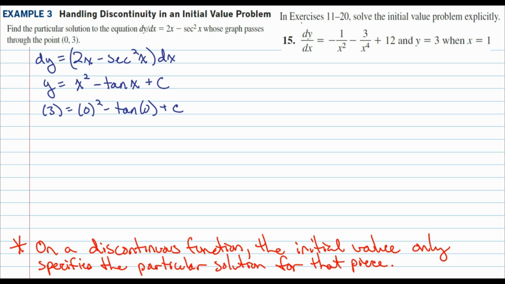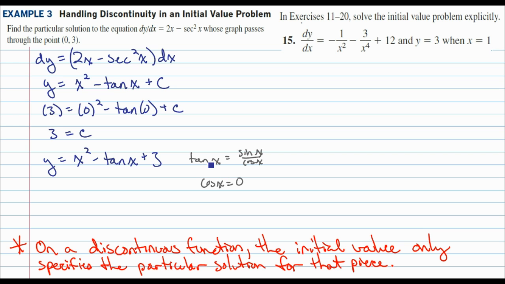Then we're going to plug in the point that they give me, (0, 3). So 0 in for x, 3 in for y, and c equals 3. So I have my final statement. However, this graph has discontinuities. So I need to find those discontinuities, and I know those are going to lie where tangent of x is undefined. Tangent is sine over cosine. So when cosine is 0, that's when tangent is undefined.